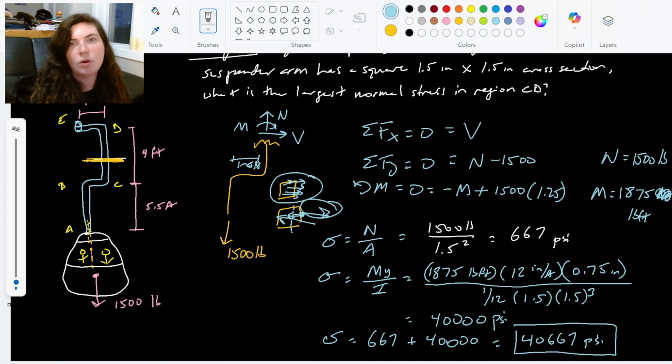So if it asked you for the stress at a specific point, then we would really need to pay attention about where that point is and whether we're in tension or compression, if things are facing in opposite directions from each other. But if we're just finding the largest one, typically we're just going to be adding things together. We're going to be finding the greatest values of each of the stresses and adding those together. Let's take a look at another example.